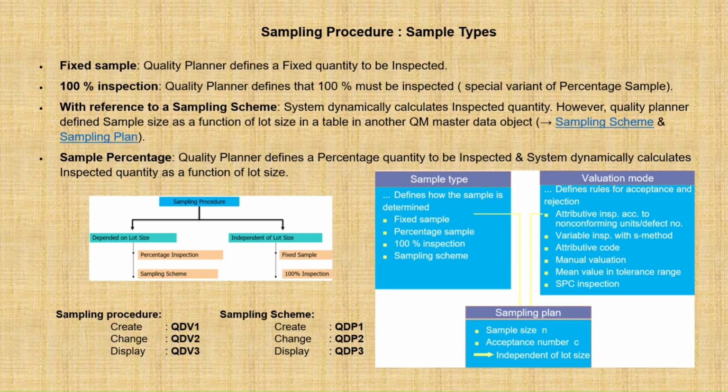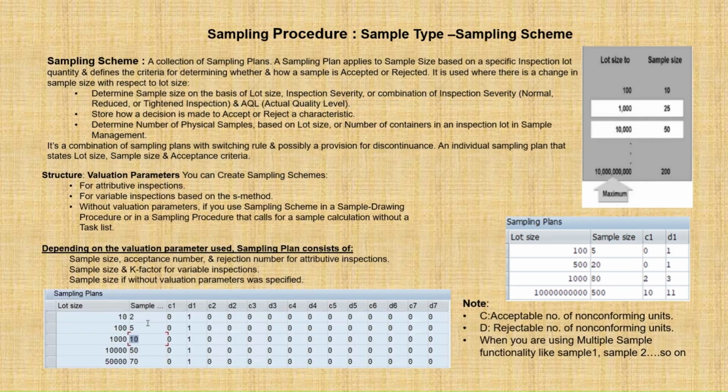Either I can specify a fixed count, or I can keep it at 100%, or I can make it percentage-wise. But if the client says my sample size changes based on my lot size, if my lot size is 100 then the sample size will be smaller, which is 5, but if it exceeds, let's say 1000, then I don't want to use a sample size of 5, I want to use 80. This I can't do with these three, neither from fixed nor from 100% or the percentage.